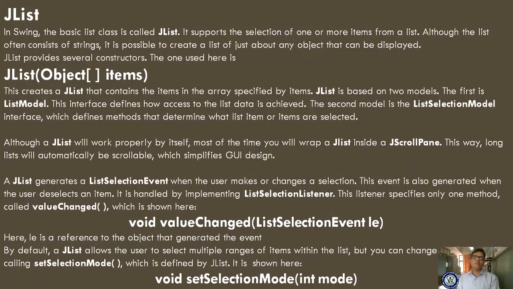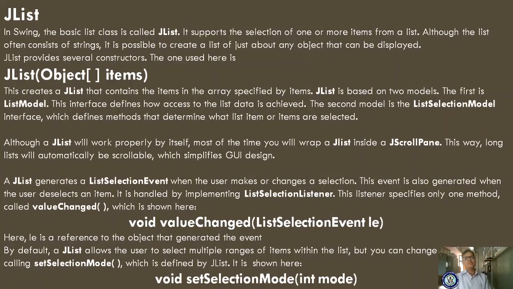Okay, JList provides several constructors. If you observe, the syntax of JList has various forms, but the one we are using here is to hold a list of objects: JList(Object[] items). Here we are holding an array of objects to hold the set of items. This creates a JList that contains the items in the array specified by items.